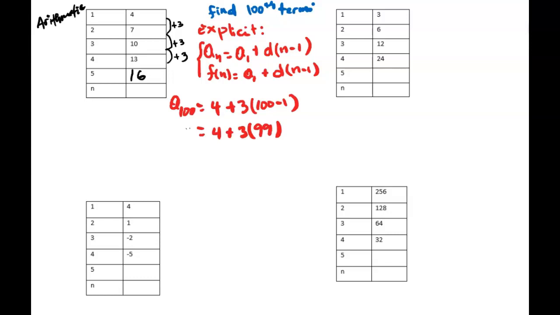So we have 3 times 99. So that equals 4 plus 297, which is 3 times 99, and so we can say a sub 100 equals 4 plus 297, which equals 301. So the 100th term of that sequence will be 301.